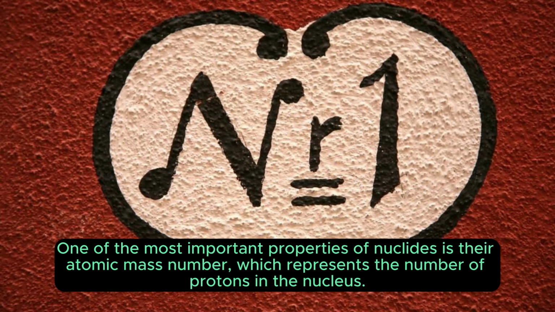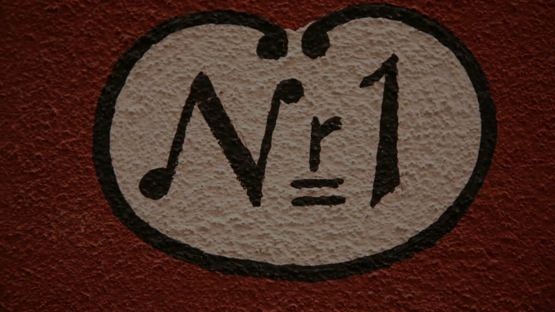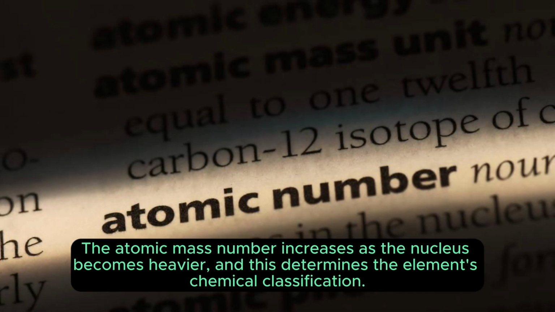One of the most important properties of nuclides is their atomic mass number, which represents the number of protons in the nucleus. The atomic mass number increases as the nucleus becomes heavier, and this determines the element's chemical classification.